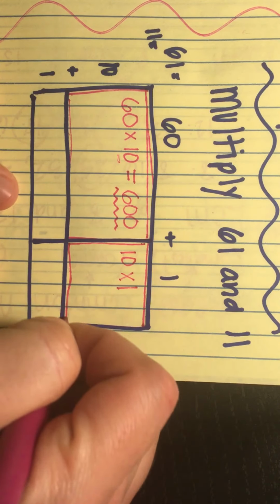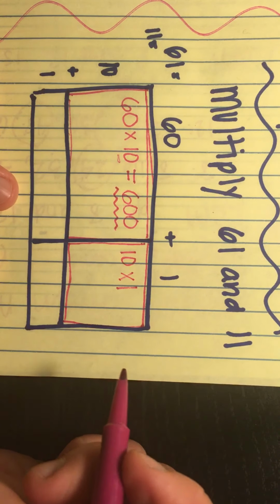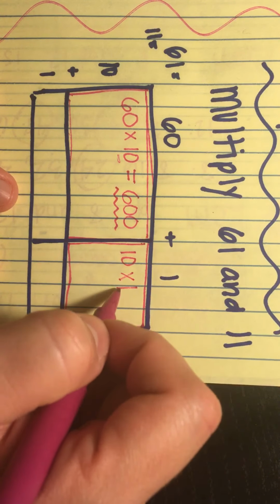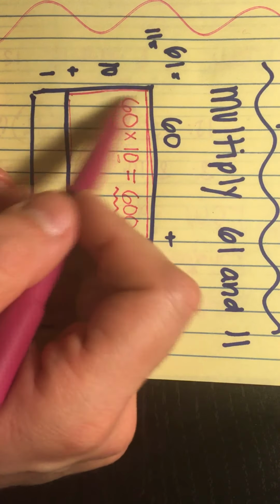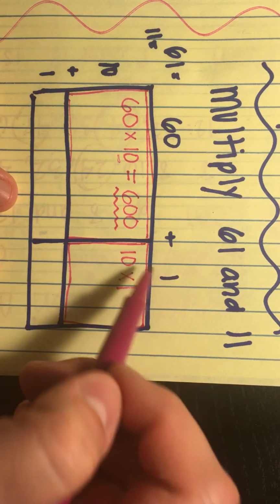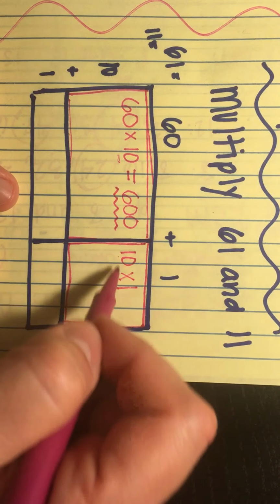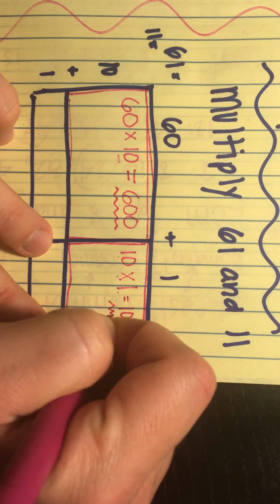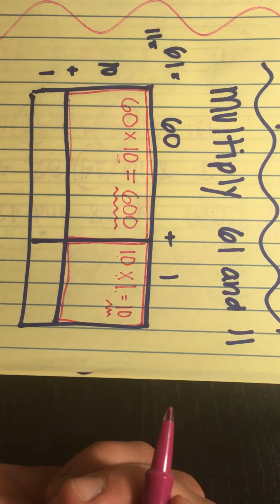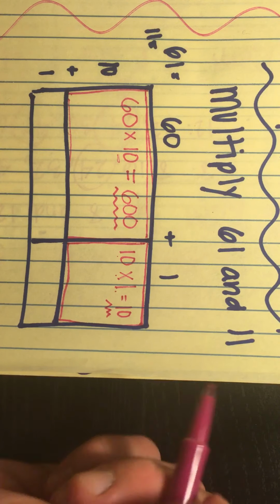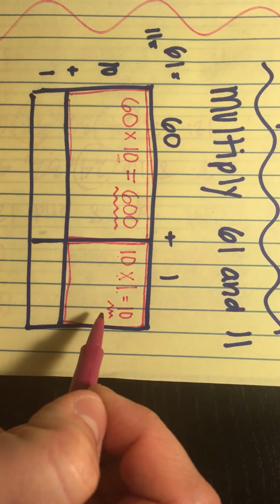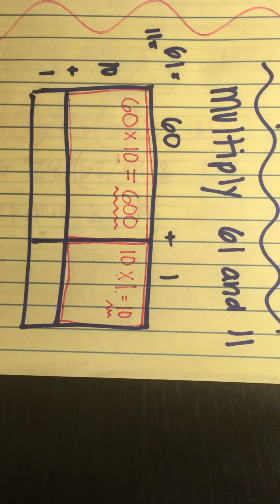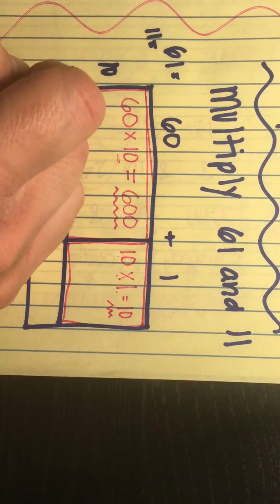Okay, so again, I'm looking at this rectangle right here. 10 times 1. 10 from the side, right? And 1 from the top. So 10 times 1 equals 10. I love this problem. Okay, and I'm going to put a squiggly line under that one so I remember that's the total for this section. Okay. Now, I'm going to go bit by bit here, so bear with me.